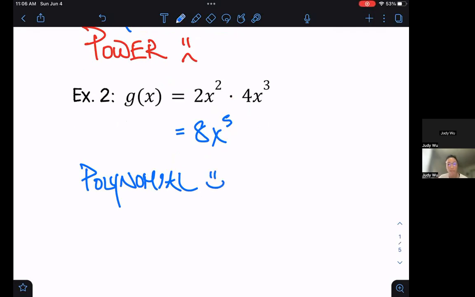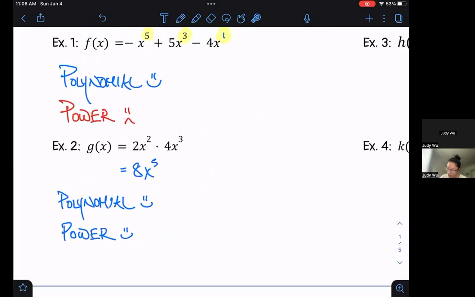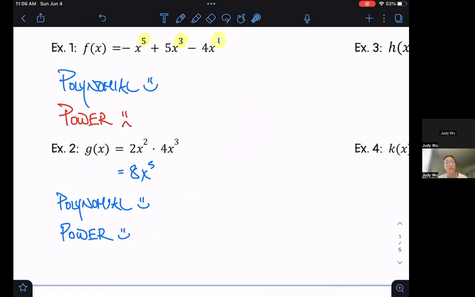It's only got one term, but that's okay. It is also a power function because it only has one term and the power is a real number. Okay, so in this case, example 2, we actually have a function that is both a polynomial and a power function.